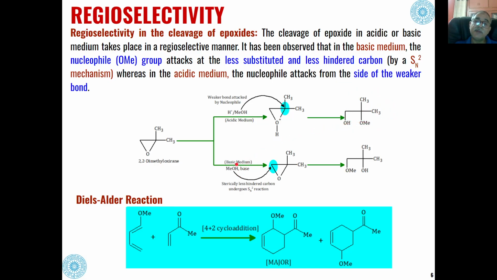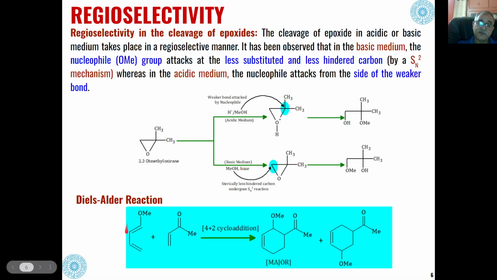Whereas if the same reaction is run under basic medium instead of acidic medium, then the attack of the nucleophile will take place at the less hindered side. So the sterically less hindered carbon will undergo a bimolecular nucleophilic substitution reaction to give us this type of product. So this is a beautiful example of regioselective cleavage in case of epoxide.